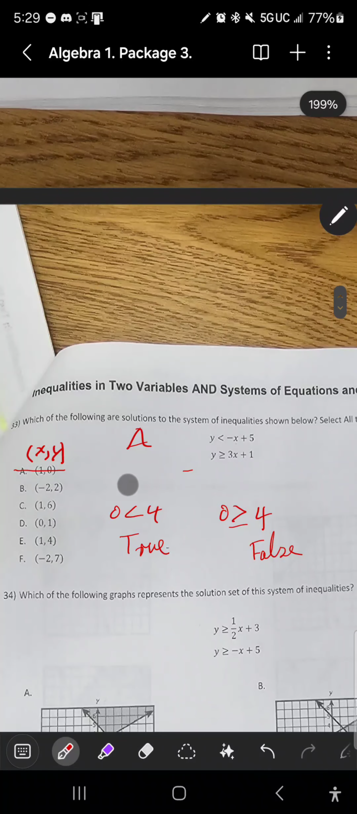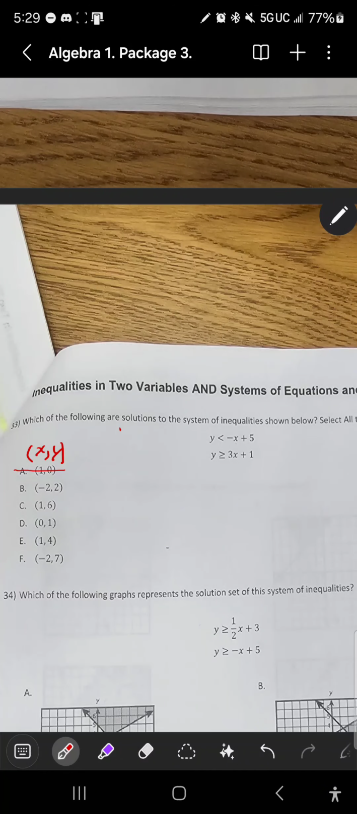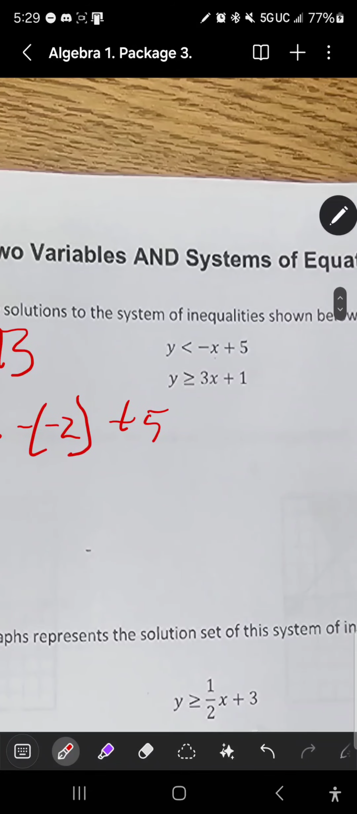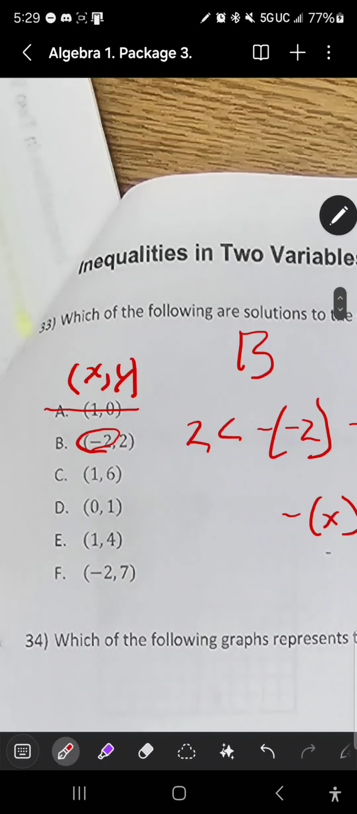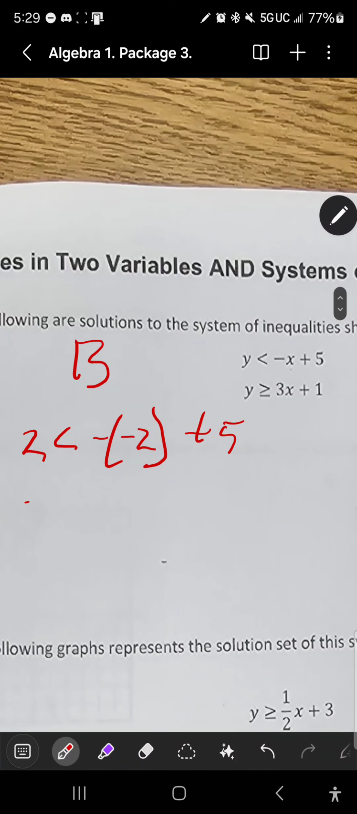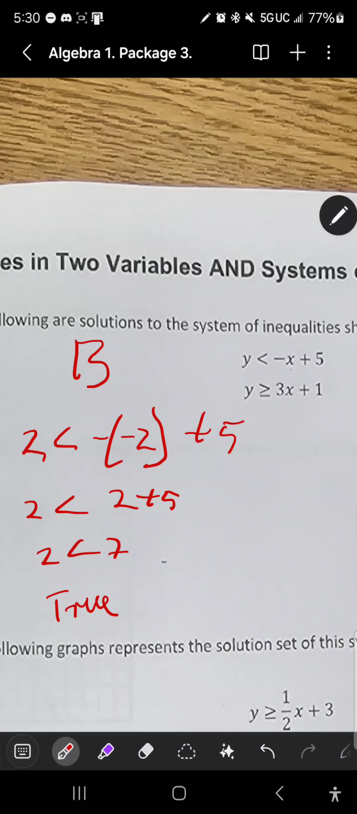Now let's see B. We say y, which is 2, less than negative 2 plus 5. Just remember that this negative is for the x, so it will be basically negative x. I'm substituting the x, which has another negative in there, so that's what I did. This will be 2 less than negative times negative, positive, so 2 plus 5. 2 less than 7, which is true. 2 is less than 7.